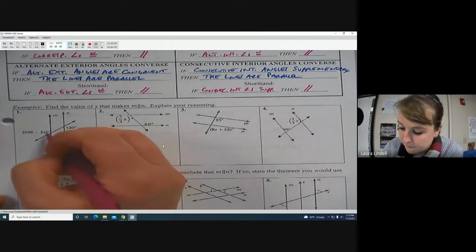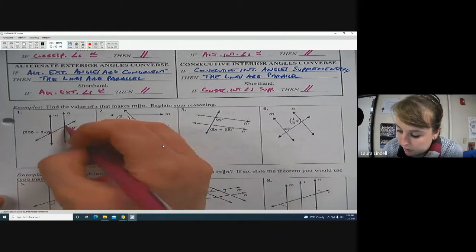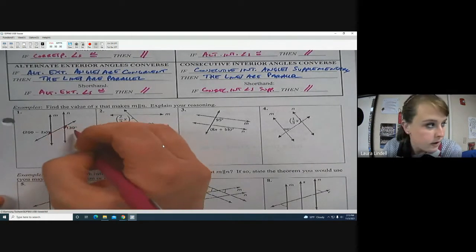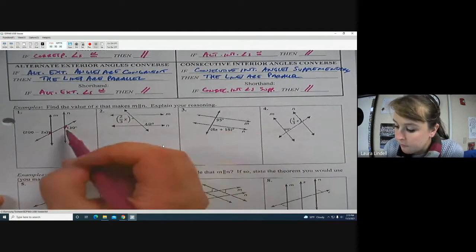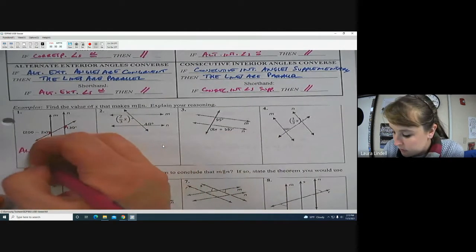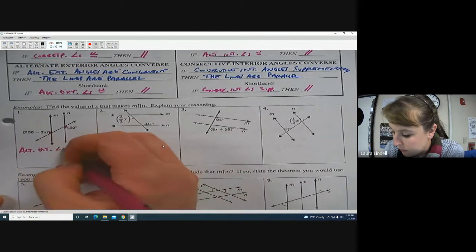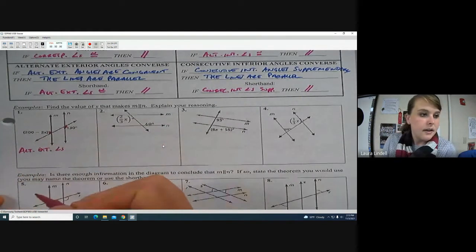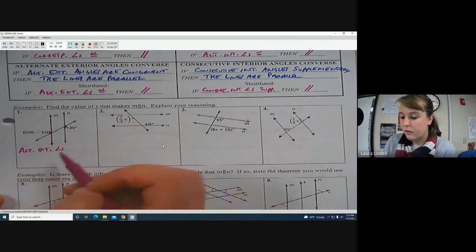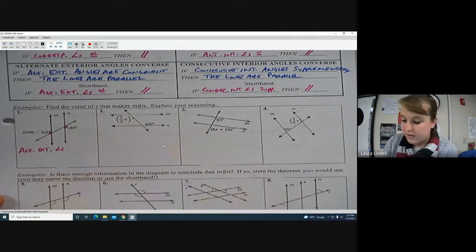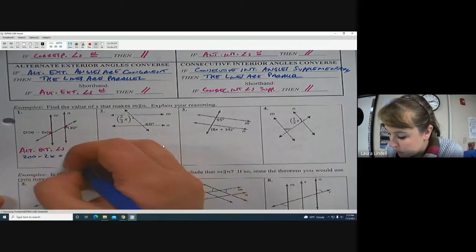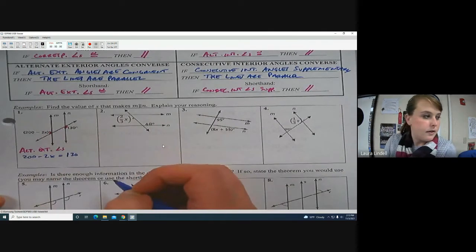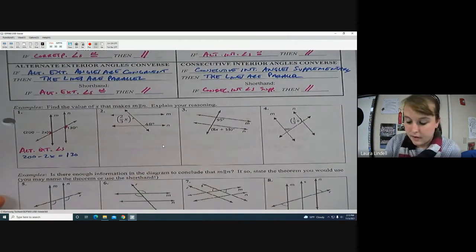In this case, looking at the first one, we've got this angle right here and this angle right here. We know this one is 130. We know this one is 200 minus 2x. So let's notice the angle relationship here, because it does say to explain our reasoning. These are alternate exterior angles. So if that's the case, then we know that they must be equal to one another in order for the lines to be parallel. So I'm going to set up an equation. 200 minus 2x equals 130.